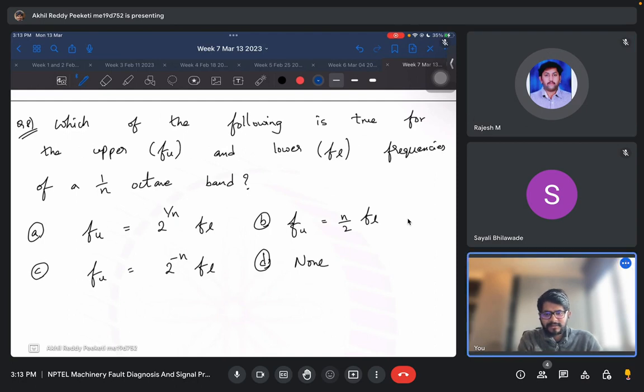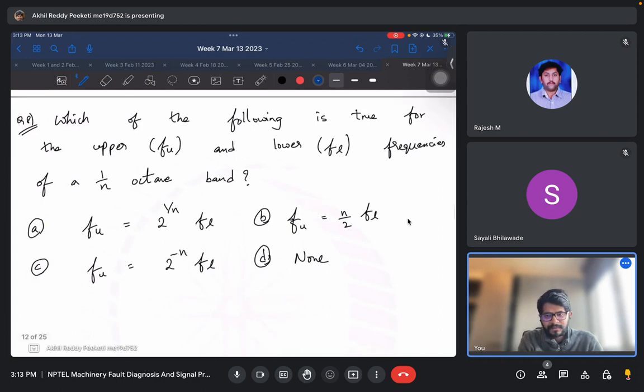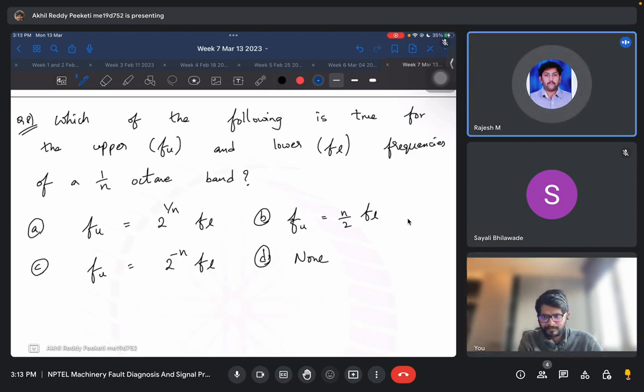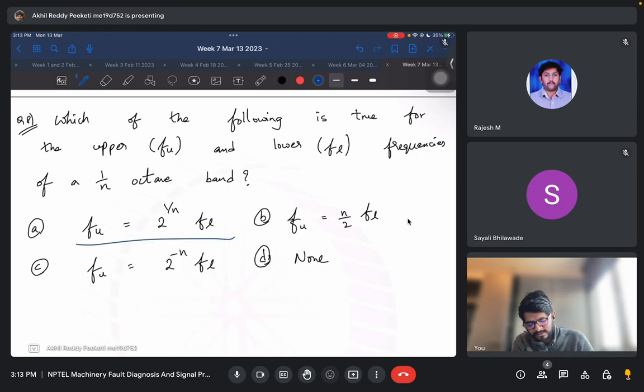It can be anything. There are different bands. N equal to 3 is a 1 by 3 octave band. N equal to 1 is also possible. Different things are possible. Mainly 1 and 3 are the highly used ones. So with n as the unknown yet, how do you define the upper frequency and lower frequency? What is the relationship between these two? Yes, correct. Thank you, Rajesh.